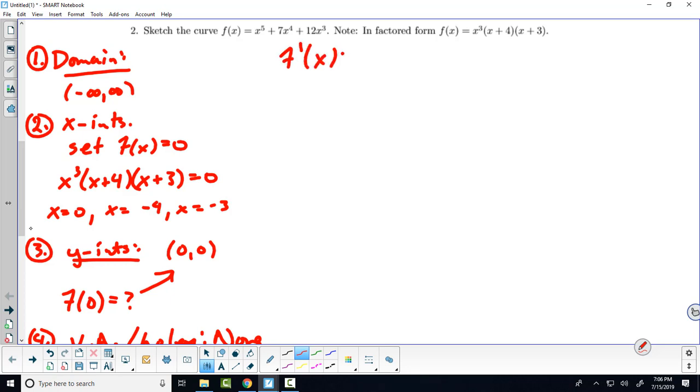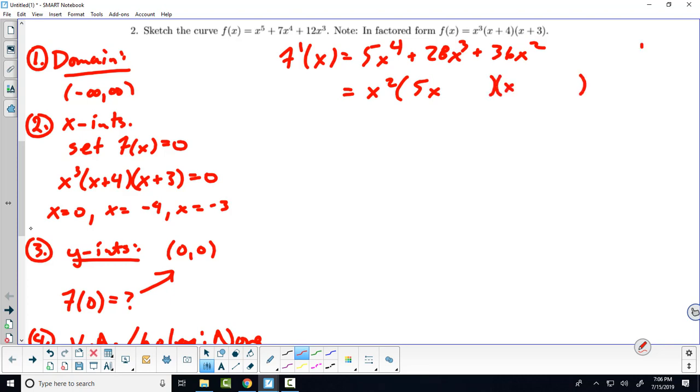So f prime of x is equal to 5x to the fourth plus 28x cubed plus 36x squared, which gives us x squared times 5x and x, and 2 and 18, I think is good. So that gives us 2 and 18, and plus and plus.